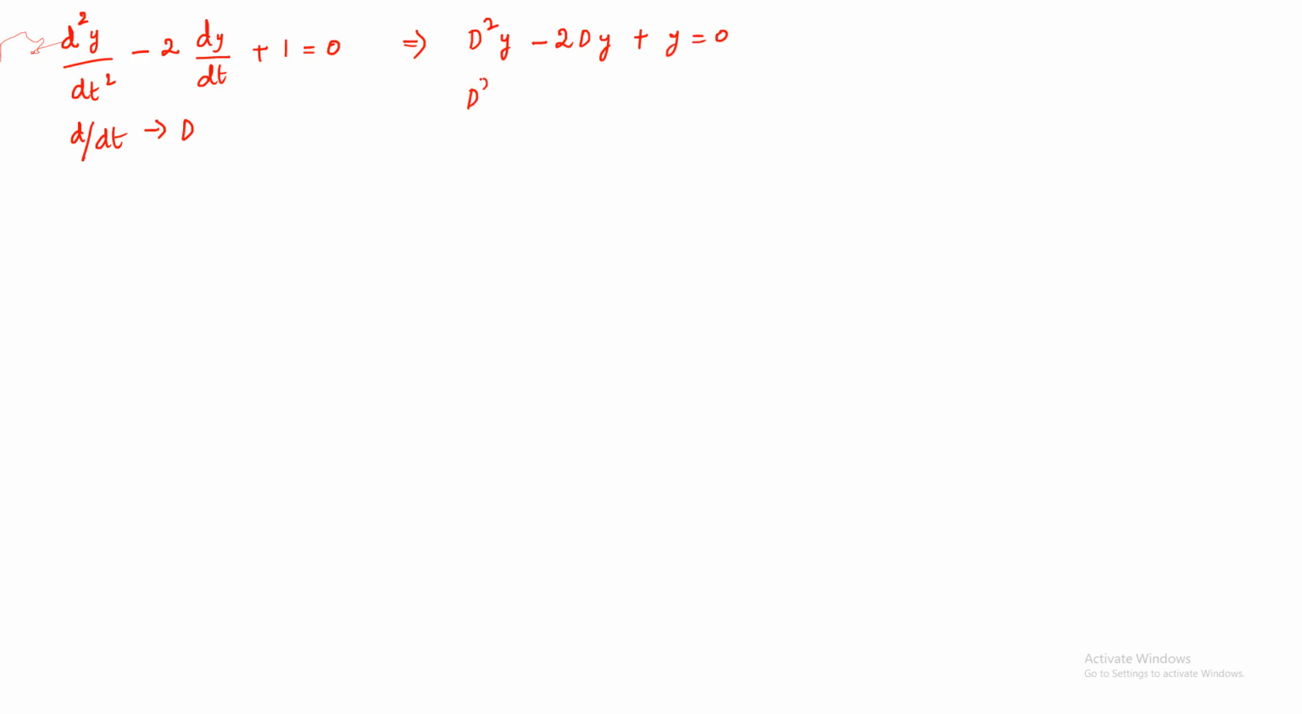If we take y outside, then we will get D square minus 2D plus 1 is equal to 0, which will give us (D minus 1) squared is equal to 0. Then our D becomes 1, 1. So these are real and repeated roots.